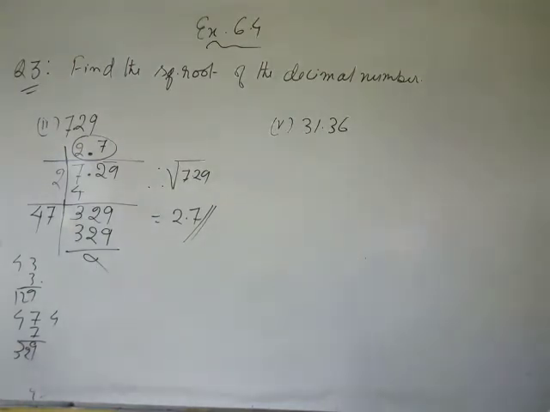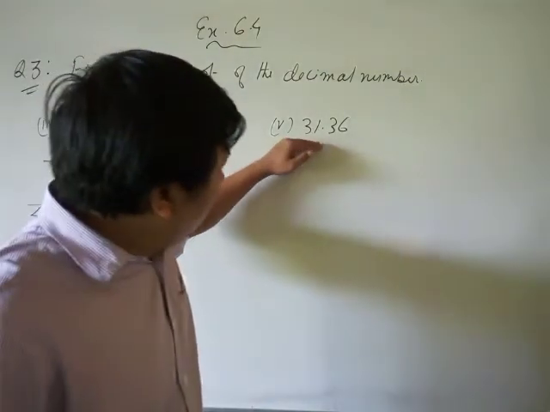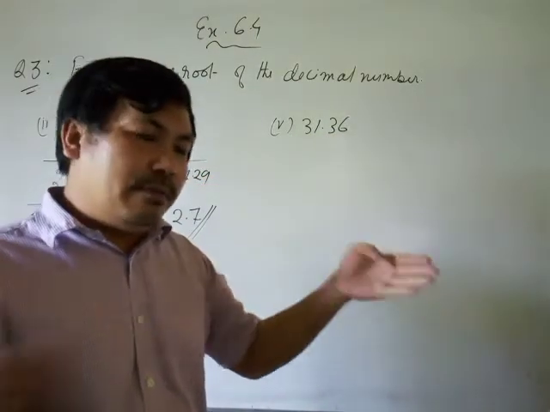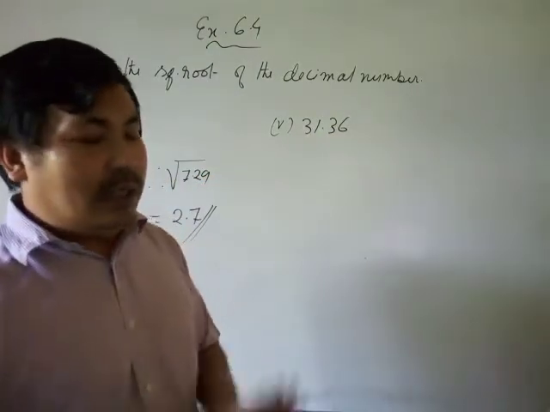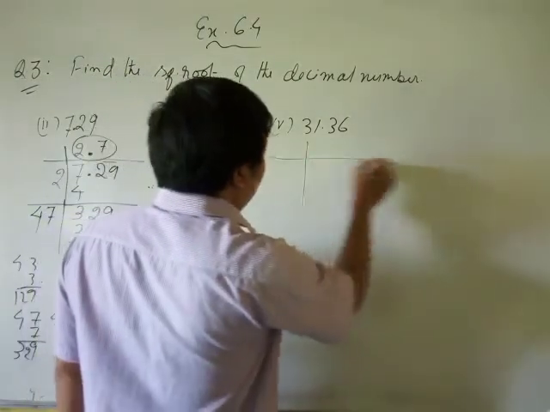Now, next let us see. Next number we have 31.36. 3136 was the square number. Just put the decimal in between. We will have the same process. That is the division method.